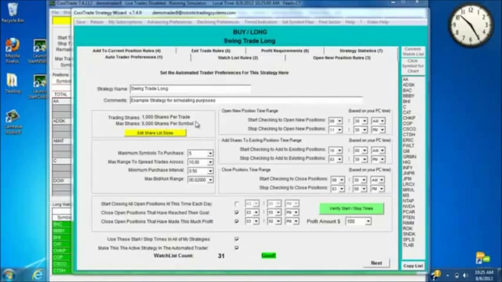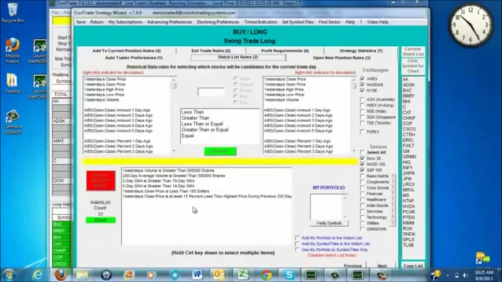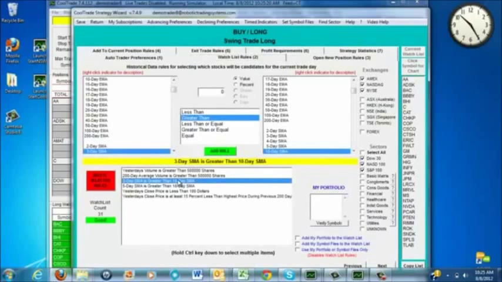We're trading 1,000 share lots. And then over to the right here, these are the start times and the stop times. And we've set a maximum of 5 symbols to purchase. If we wanted to change that, we could very easily. And I'm going to go ahead and move over to the watch list just to show you an example of the rules in this particular strategy.